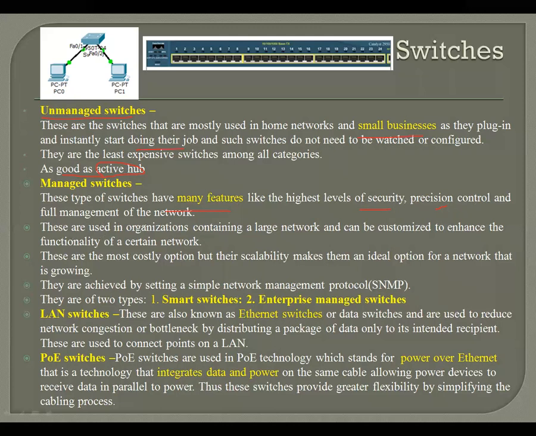These are used in organizations containing a large network and can be customized to enhance the functionality of a certain network. These are the most costly option, but their scalability makes them an ideal option for a network that is growing. This is achieved by setting up the Simple Network Management Protocol, SNMP. They also come in two types, smart switches and enterprise managed switches.